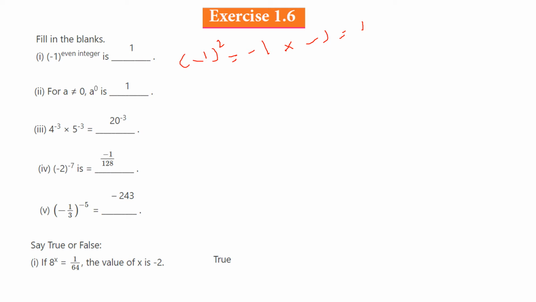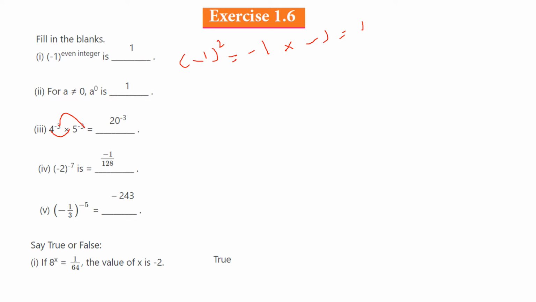For a not equal to 0, a to the power 0 is 1. Any number to the power 0 is 1. Next, 4 to the power minus 3 into 5 to the power minus 3. The powers are equal, so you multiply the bases: 4 into 5, 20 to the power minus 3.